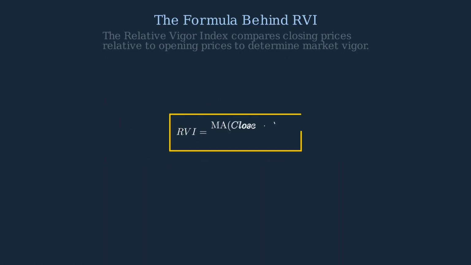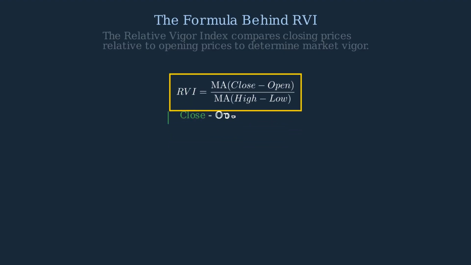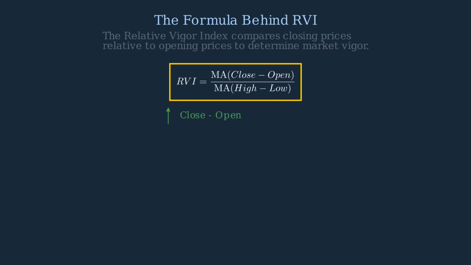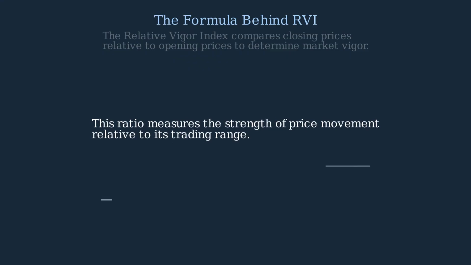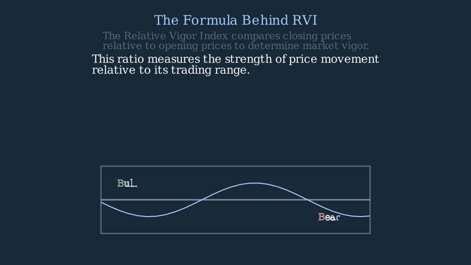Mathematically, the RVI formula can be expressed as follows: the numerator captures directional movement by looking at close minus open, while the denominator captures volatility by measuring the high-low range. This creates a ratio that measures the strength of price movement relative to its trading range. Higher RVI values indicate stronger bullish momentum, while lower values suggest bearish pressure. Understanding the formula behind RVI is key to applying this indicator effectively in trading analysis.